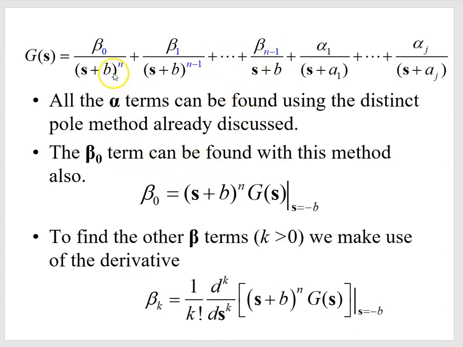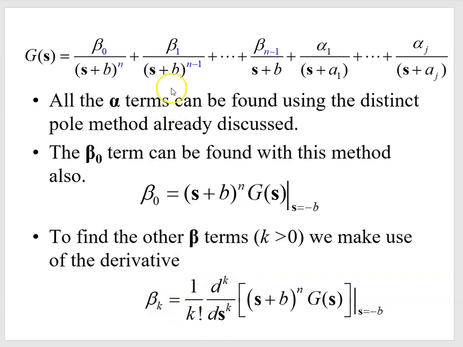So we can find that 0 term, the one under beta 0, the numerator for our s plus b to the power of n, with the same method we've used before. Beta 0 is just s plus b to the power of n, that's the denominator, times our function g of s, evaluated at s equal to negative b. That's the root for our s plus b. For the other terms, beta sub k where k is greater than 0, we have to make use of the derivative. So we'll call this the derivative twist.